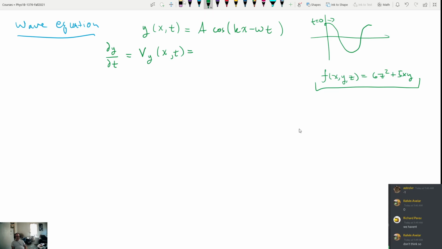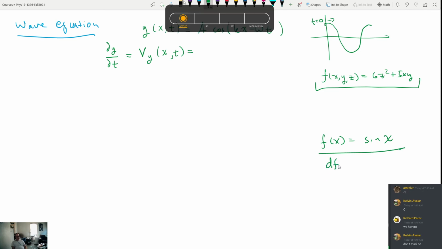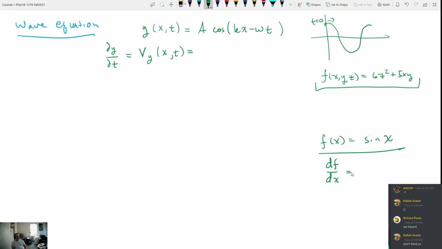Well, if I have a function like f of x equal to sine of x, and I say take the derivative of this, you know that means take df dx, and that's equal to cosine x. When I say take the derivative of this, you know f prime is equal to df dx because there's only one variable. What else could it be? What other variable could come down here?